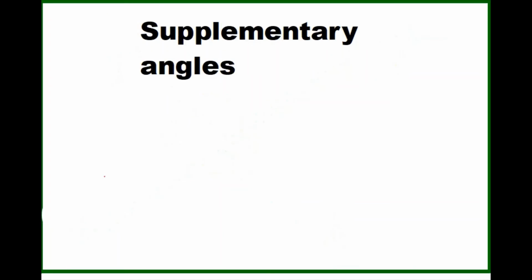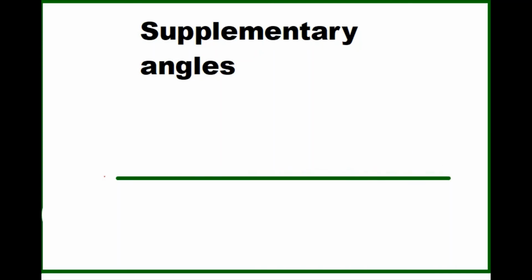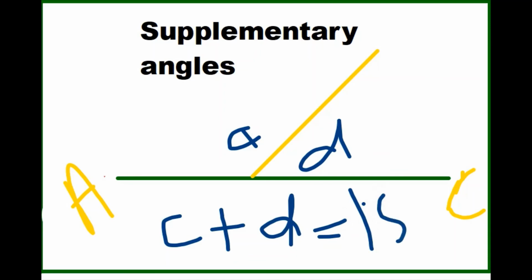Our next term is supplementary angles. So if you have a line, AC for instance, and that line is divided into two by another straight line, forming angles C and D, and if C plus D is equal to 180, we say that the angles are supplementary. So the angles are supplementary if they add up to 180.